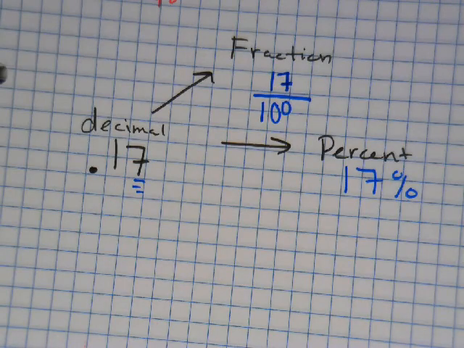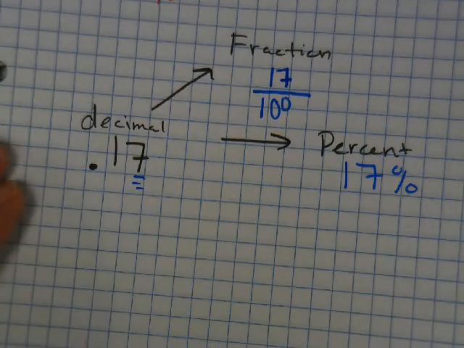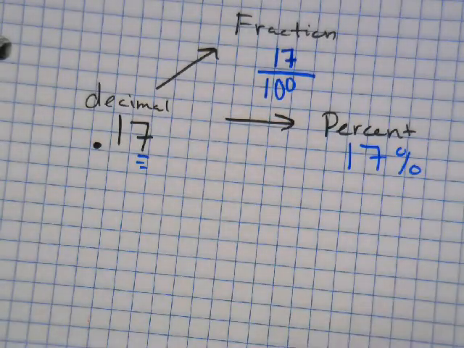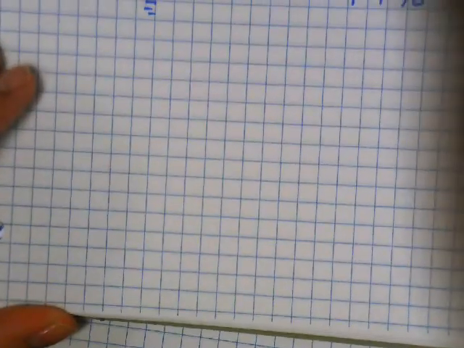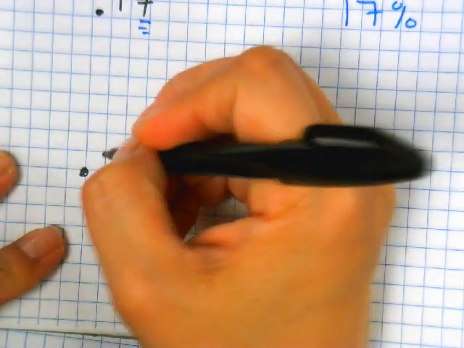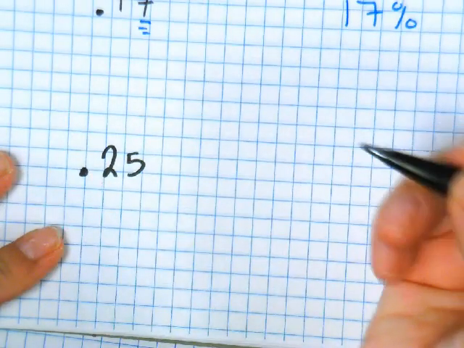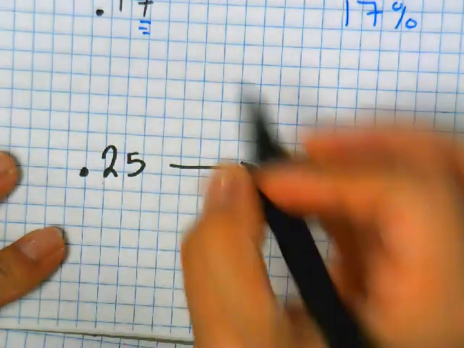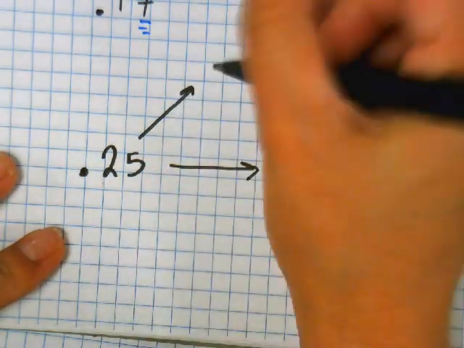I chose 17 on purpose. Why? Because there's no simplifying there. So this is like the level 1, the easiest one I could give you. I could also give you 19 and 23 because you can't simplify. But what if I give you the decimal 0.25? What would be the percent and what would be our fraction?